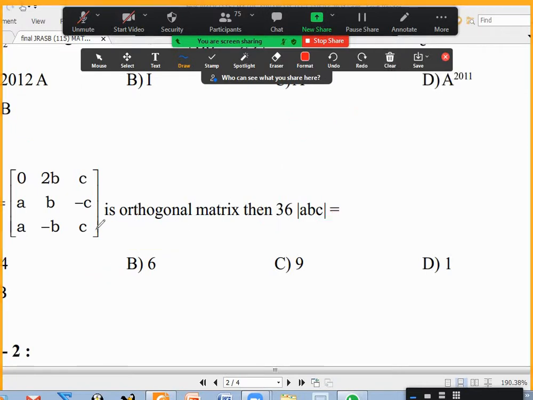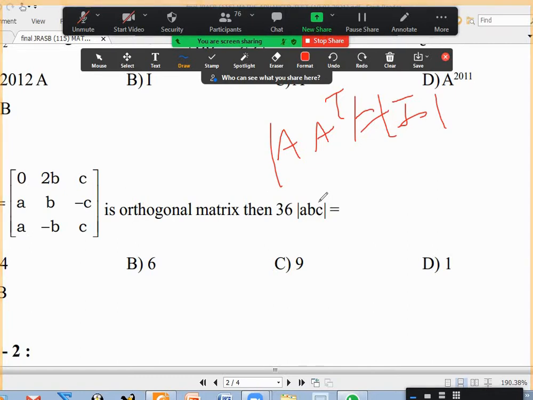I can really find A into A transpose and equate it to the identity matrix. I may get some relation, I may be able to find the ABC values, but that is not needed. Simply find the det of A, and that should be 1. Why should it be equal to 1? I explained just now that A into A transpose is the identity matrix. Apply det on both sides. The left side will be det A into det A transpose, which is det A whole square, equal to 1. That's why. Is it okay?